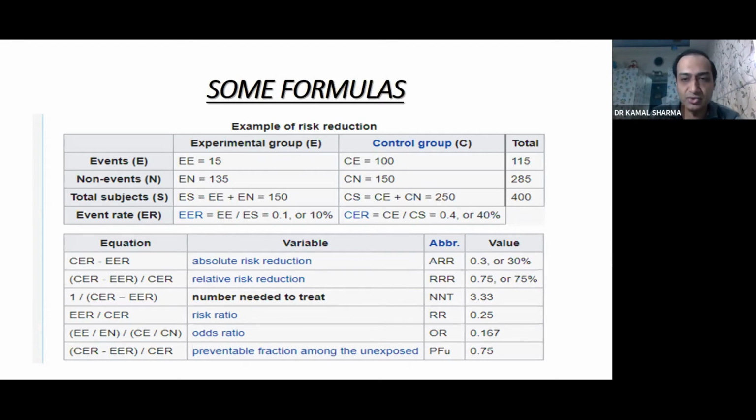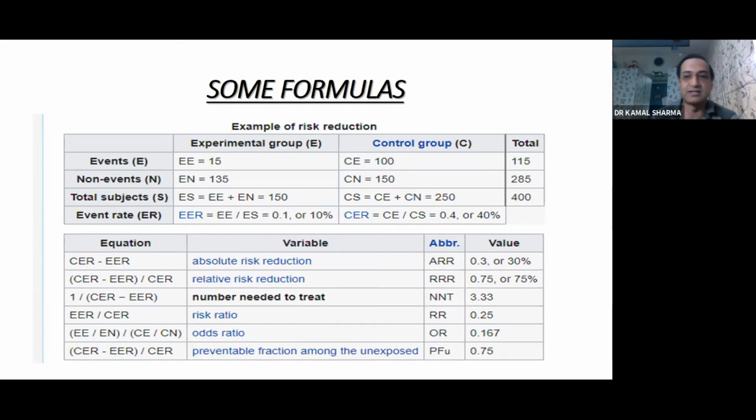Now, number needed to treat is arrived at by 1 upon absolute risk reduction. So that assesses how many patients you treat to prevent one event. Now, absolute risk reduction is a 30% reduction achieved in every patient. So in how many patients do you need to treat so that one event is prevented?